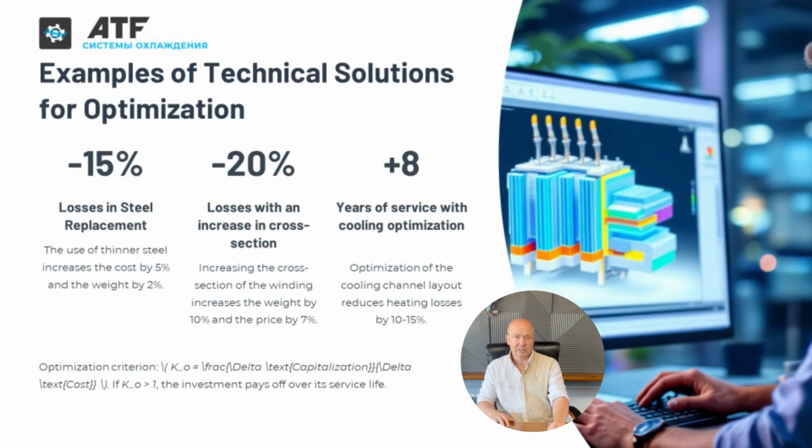Examples of optimization: replacing the steel with thinner material. Losses decrease by 15%, cost increases by 5%, and mass increases by 2%. Increasing the cross-section of the winding, load losses decrease by 20%, mass increases by 10%, and price increases by 7%. Optimizing the location of cooling channels, heating losses decrease by 10 to 15%, and service life increases by about 8 years. Optimization is always about finding the balance. The calculation is shown on screen as coefficient equals change in capitalization divided by change in cost. If this coefficient is more than 1, the investment pays back within service life.